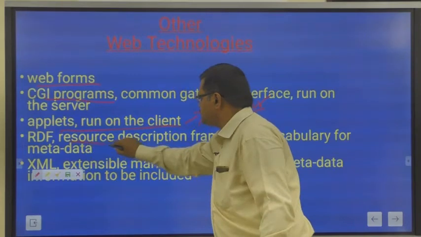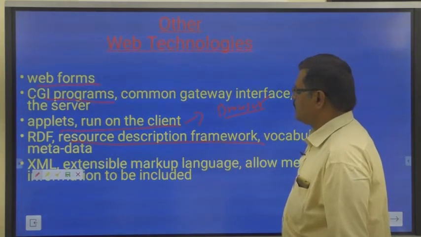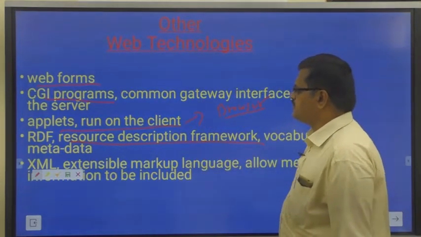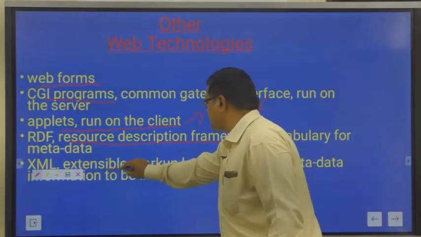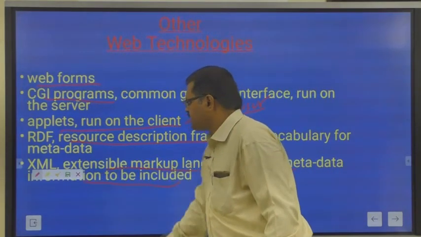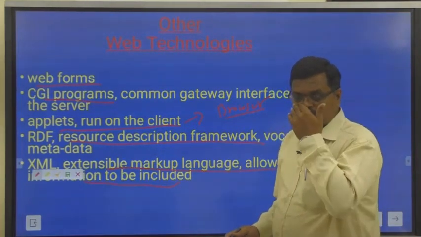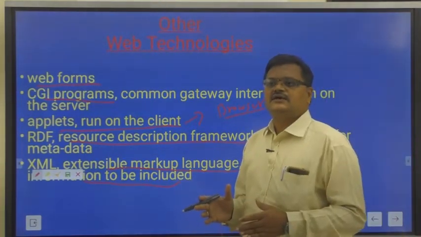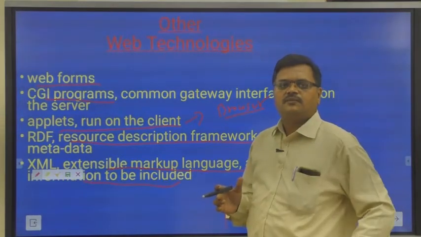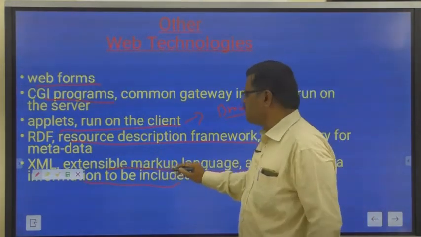Next is RDF, that is Resource Description Framework. This is another terminology. Next is Extensible Markup Language. Extensible markup allows metadata, that is, metadata information, to be included. That is XML. What is the difference between HTML and XML? XML is a structured, specific format that is extensible. So the definition is Extensible Markup Language.